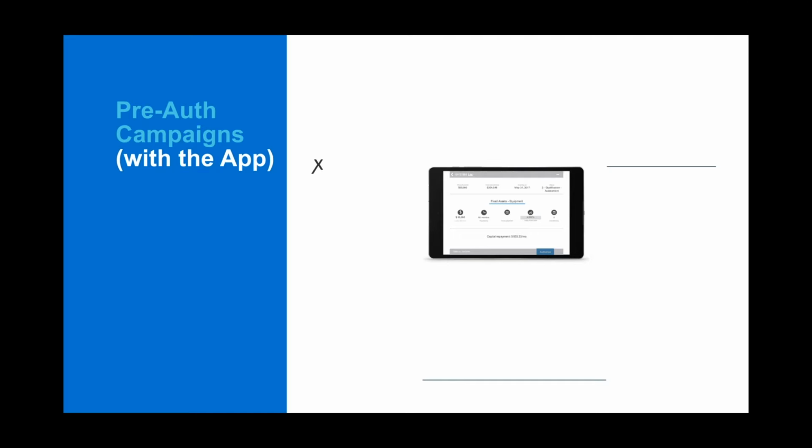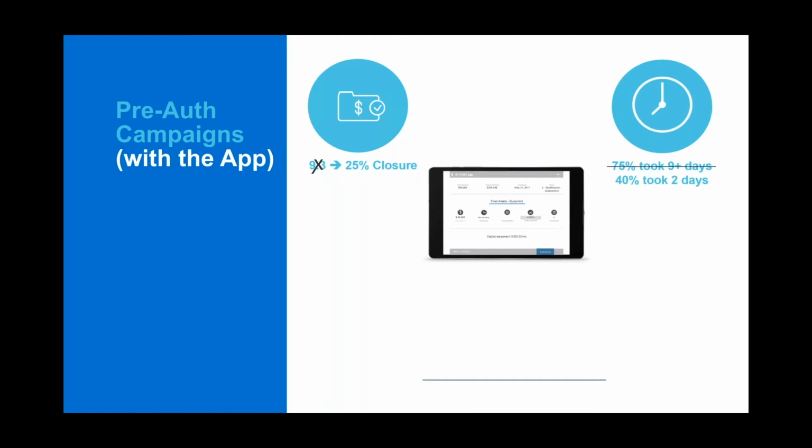That basically didn't change anything in the process, but you would be able to do it at the client side without necessarily touching a pen and paper. The result was that instead of 9.3% closure, we had 25% for those 40 account managers. Instead of 75% taking 9 days or more, 40% took a max of 2 days, some of them in the same day. And also 60% of them were done with a single visit. So after one single visit, we were able to close it all.